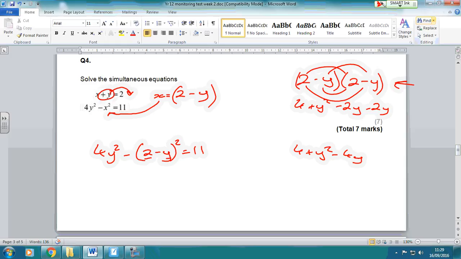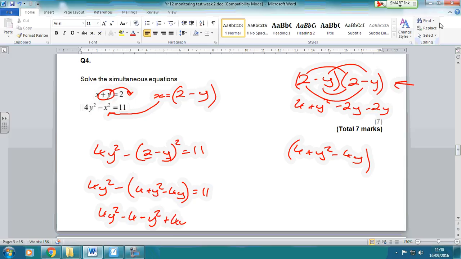Now the key thing here, and this I think is tricky, is we've got 4y squared minus, and then we're going to put this all in brackets, because it's going to be minus. So 4 plus y squared minus 4y equals 11. Now the reason that you put it in brackets is because this minus is going to change every sign. So it's going to be 4y squared minus 4 minus y squared, but plus 4y equals 11.